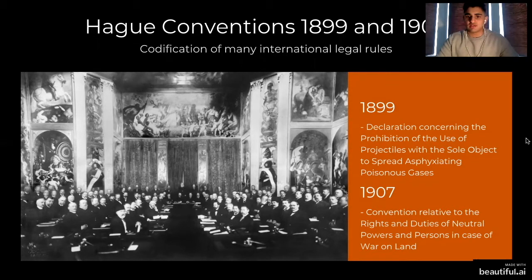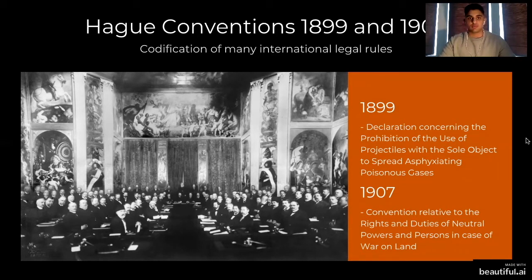And so, for example, in 1899, one of these sort of codifications, an example would be the Declaration concerning the prohibition of the use of projectiles with the sole object to spread asphyxiating poisonous gases, essentially biological and chemical weapons, right? Even back then, people knew that whether in war or in peacetime, you cannot attack people with biological or chemical weapons.